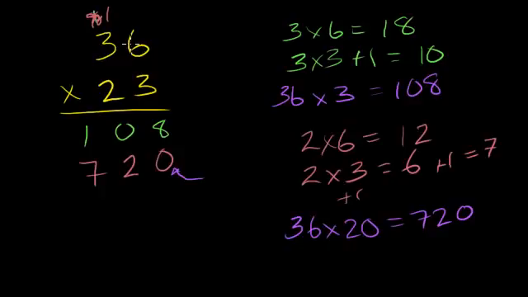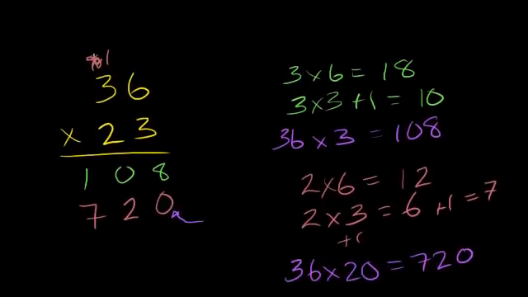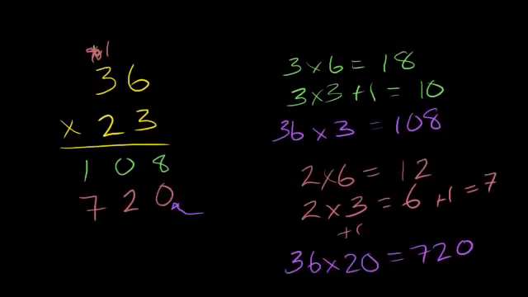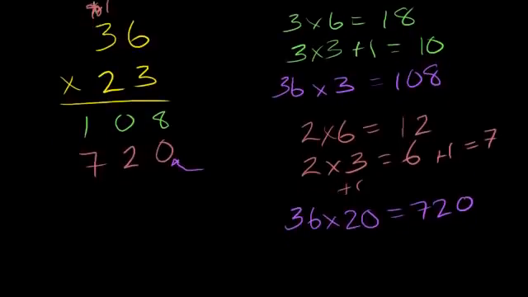So 36 times 23, let's write it this way. Let me get some space up here. Actually, let me just finish the problem, and then I'll explain to you why it worked. So now to finish it up, we just add 108 to 720. So 8 plus 0 is 8. 0 plus 2 is 2. 1 plus 7 is 8. So 36 times 23 is 828.